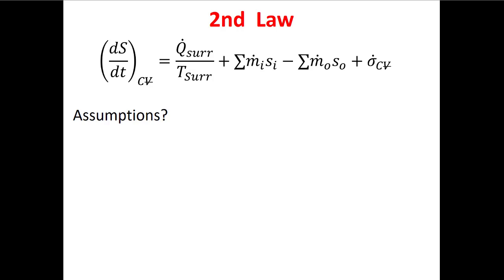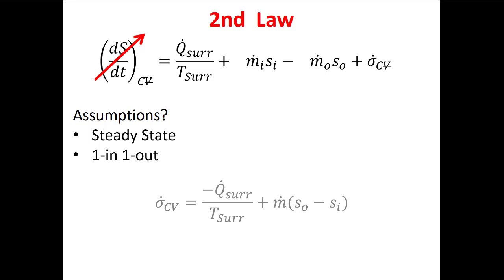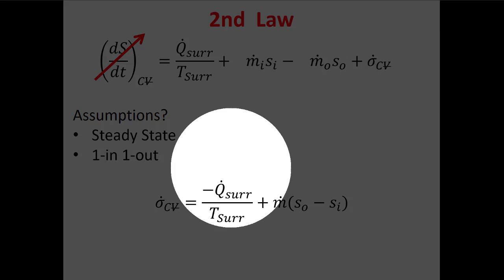So now we write down our rate equation for the second law. We know that we're at steady state, so we're not storing any entropy in our system. It's one inlet and one outlet. Unfortunately, it's not adiabatic, so I can't get rid of that term. So I'm left now with this expression for sigma dot.